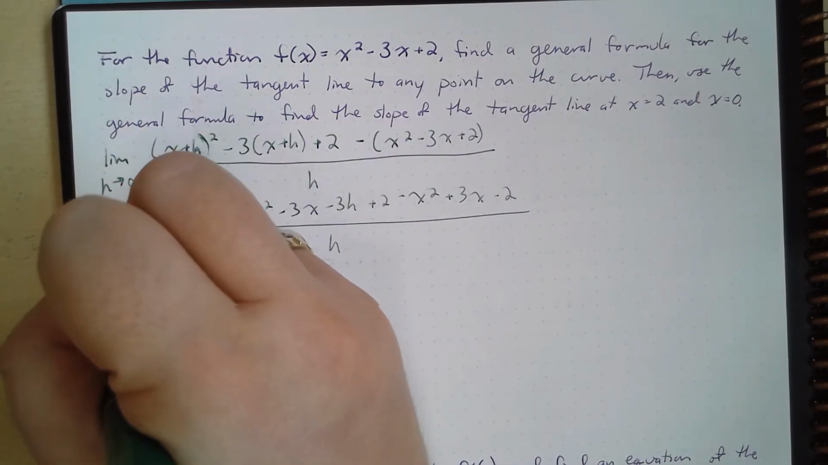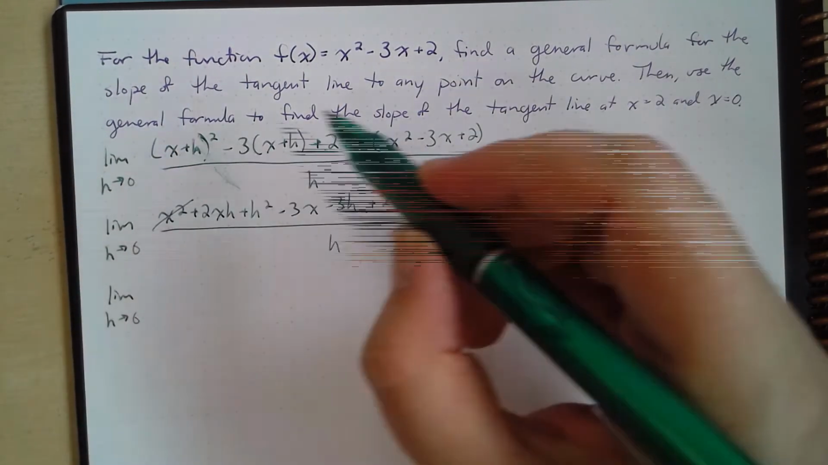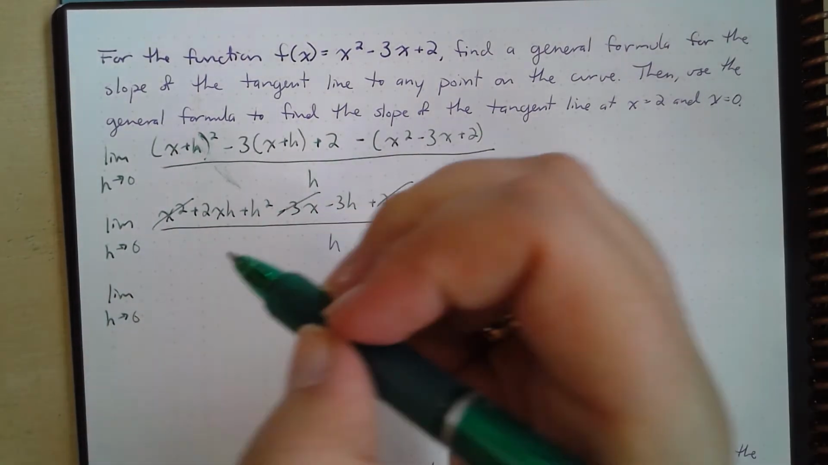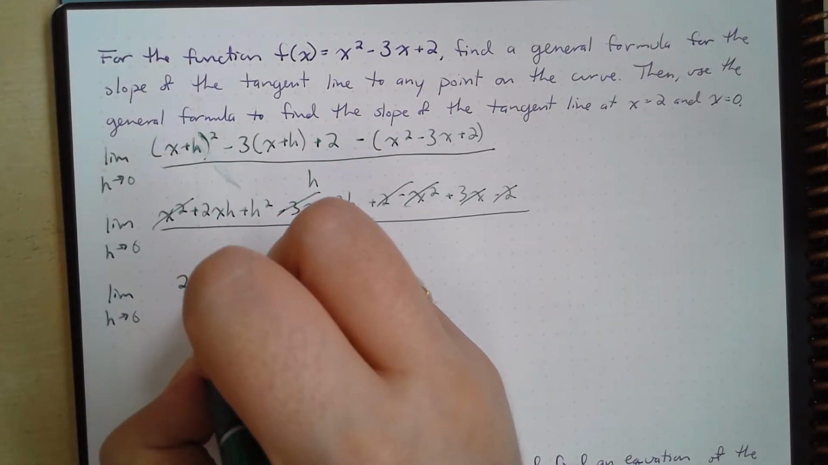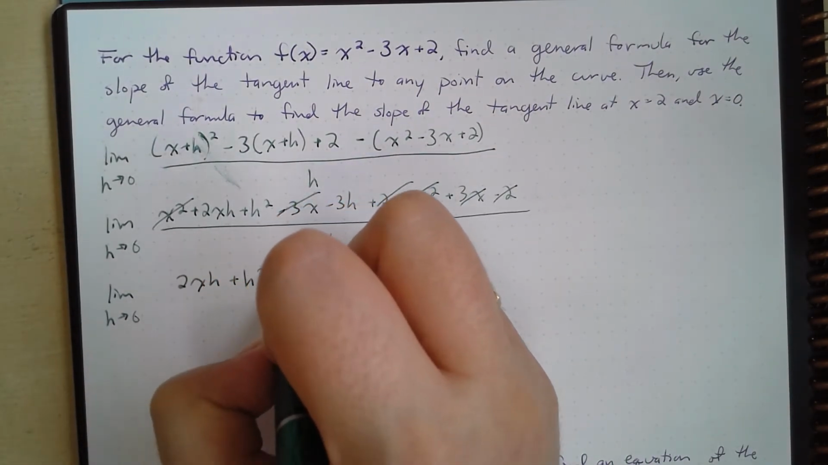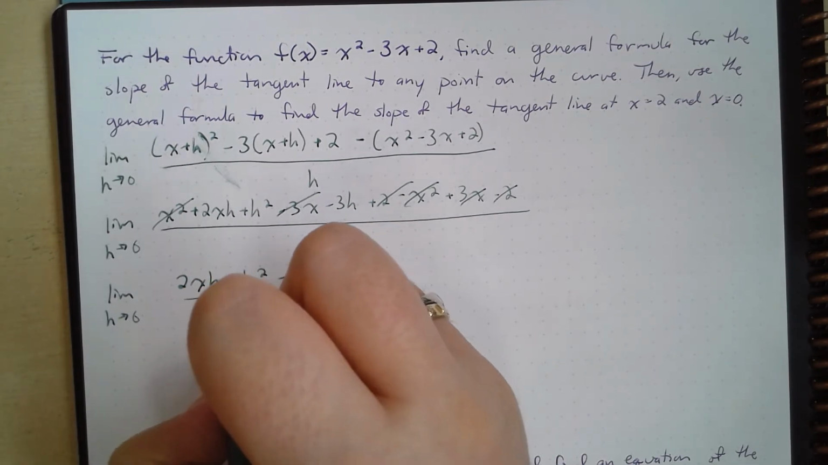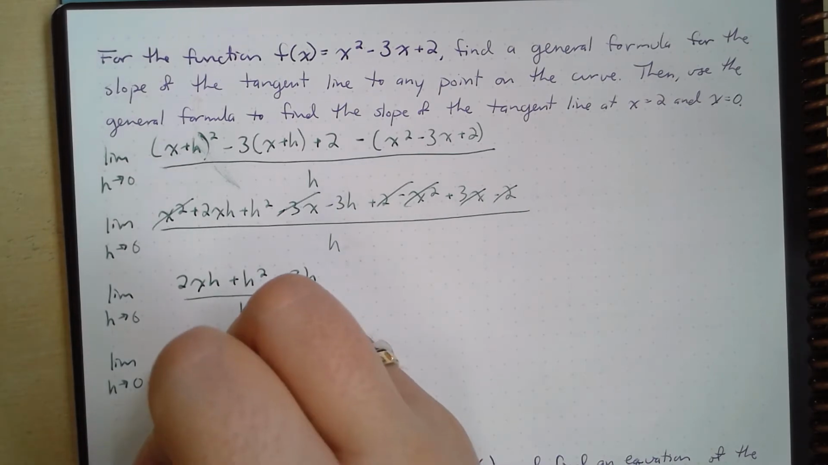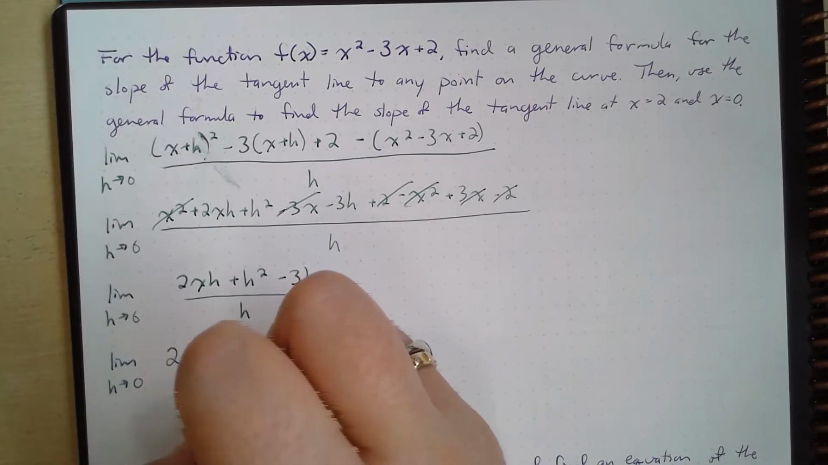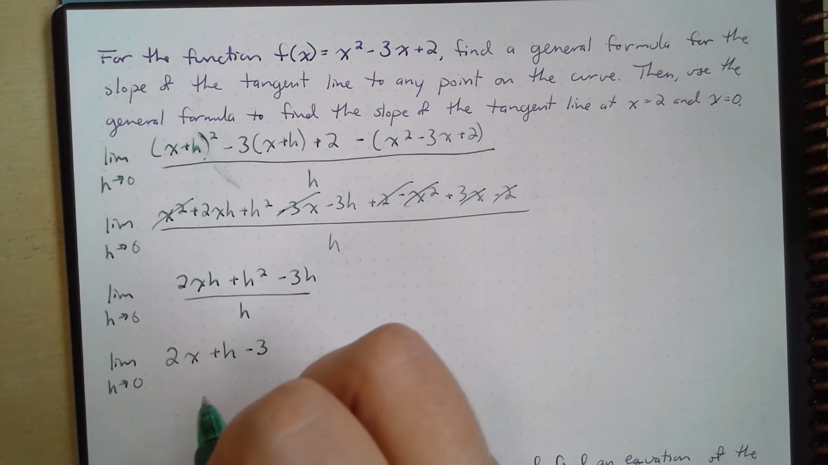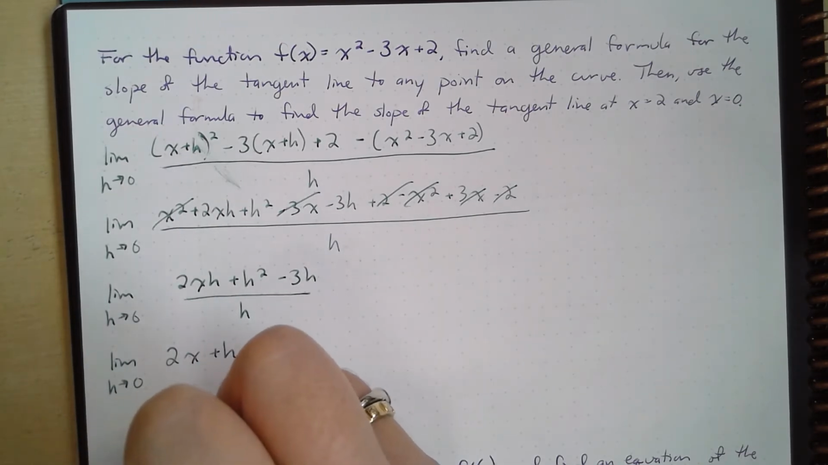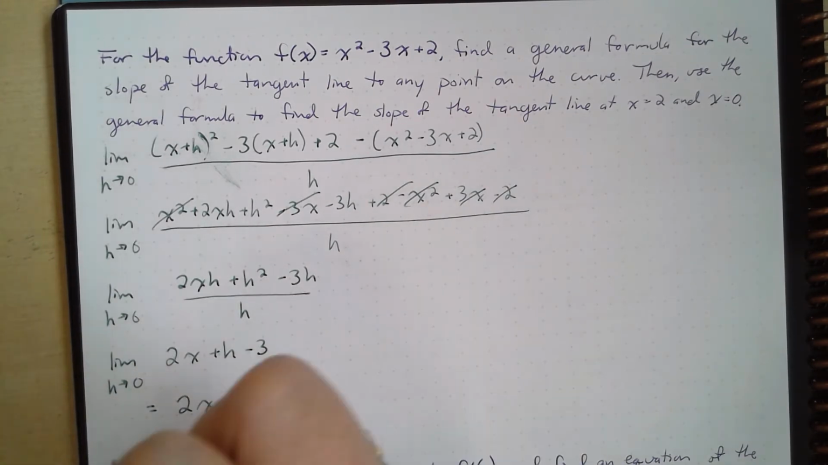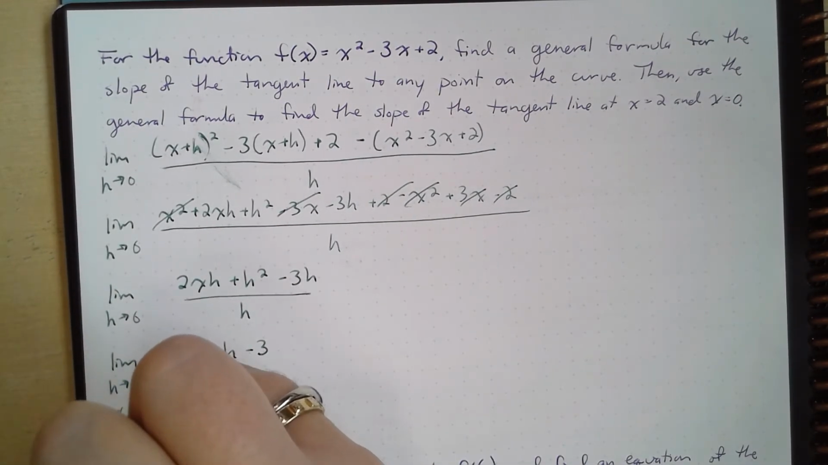Looks like we've got quite a few things that are going to cancel out here. So x squareds are going to cancel out. My 2's are going to cancel out. 3x's are going to cancel out. So now I have 2xh plus h squared minus 3h all over h. So our limit as h approaches 0 of 2x plus h minus 3. And as h approaches 0, this is going to be equal to 2x minus 3. Beautiful. That's our derivative. That's f prime of x.